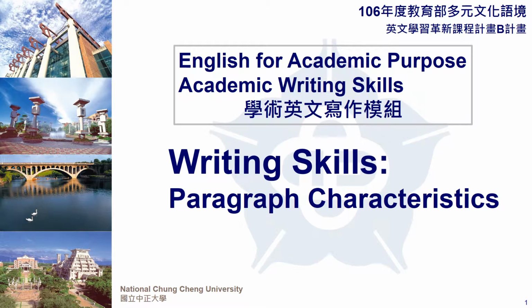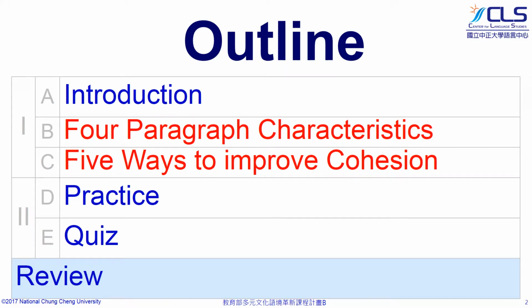This lesson on academic writing skills is paragraph characteristics. We will begin with introduction. Then, we move on to the 4 paragraph characteristics and the 5 ways to improve cohesion, one of the paragraph characteristics. Finally, we will have some practices and quizzes to check our learning.